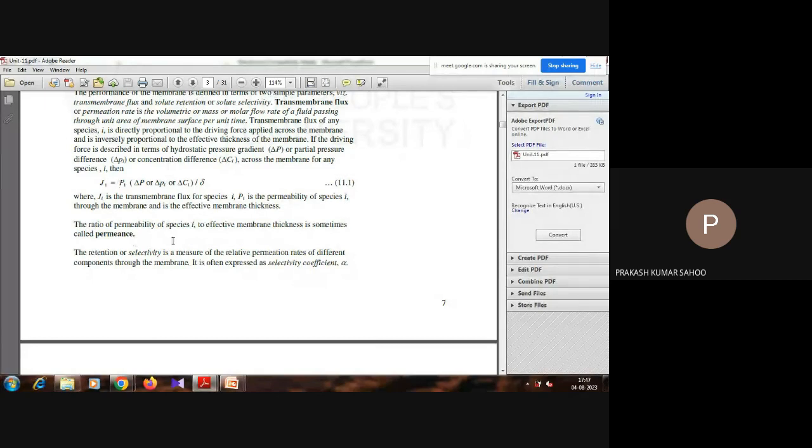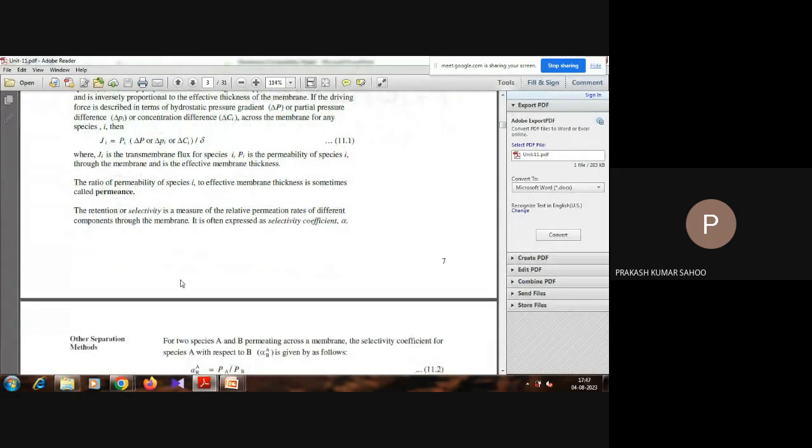The ratio of permeability of process species i to effective membrane thickness is sometimes called permeance. So the permeability of the species through the membrane with a definite thickness is also known as permeance. The retention or selectivity is a measure of the relative permeation rates of different components through the membrane.